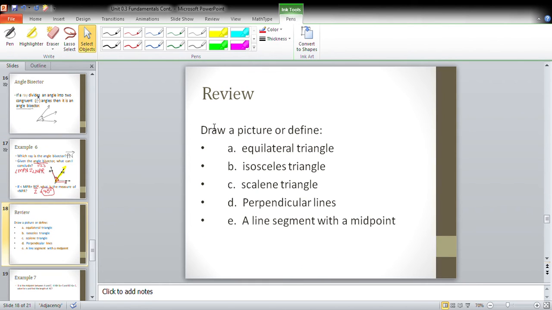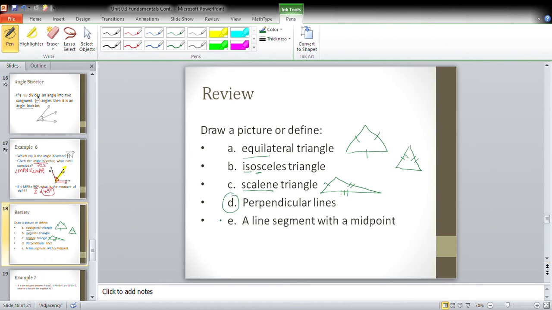Again, let's do some quick review on our triangles. We'll draw some pictures. So I want to draw an equilateral triangle. Equilateral, all 3 sides are equal. So I can draw a triangle and I can just put my 3 congruent dashes and now I have an equilateral. Isosceles, again, 2 S's right off the bat, so I know I've got 2 congruent sides. So this is an isosceles triangle. The third one is scalene, all 3 different sizes. So I'll make this one 1, 2, and 3.